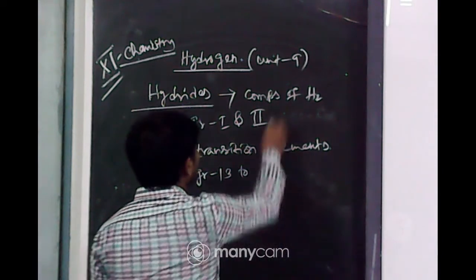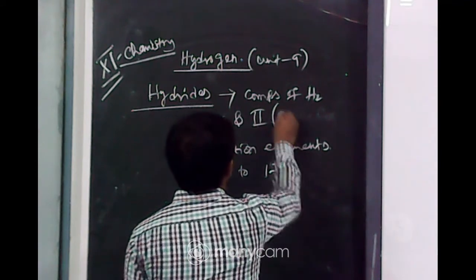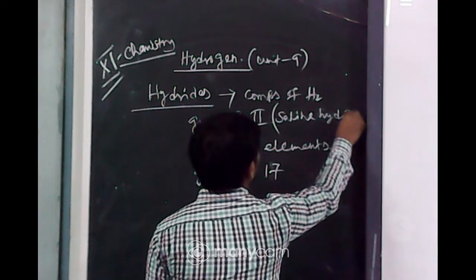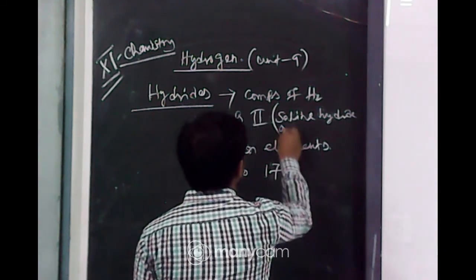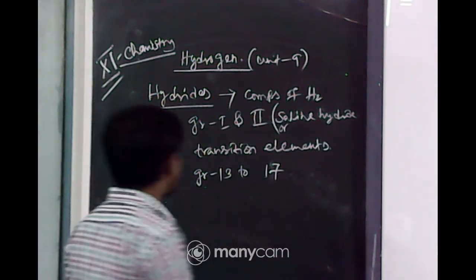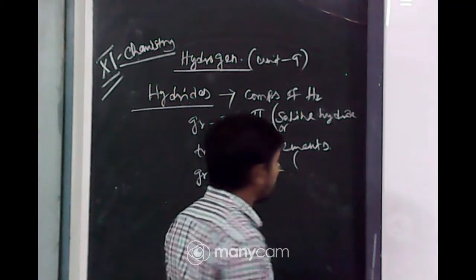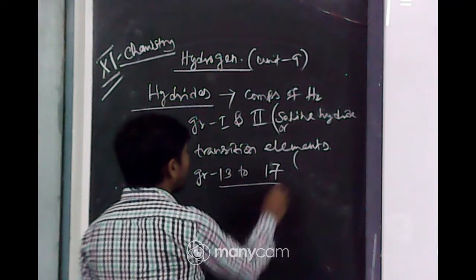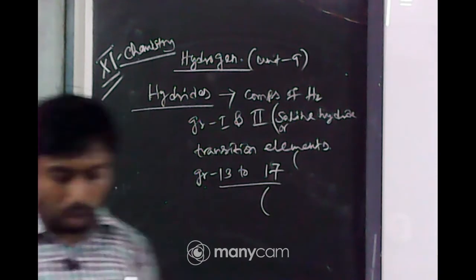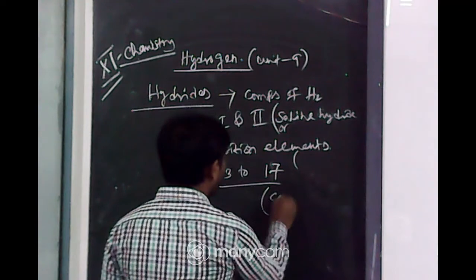Groups 1 and 2 are electropositive elements, and their hydrides are called saline hydrides. Next, for the transition elements, these are interstitial hydrides or transition metal hydrides, and groups 13 to 17 are non-metallic hydrides, called covalent hydrides or molecular hydrides.